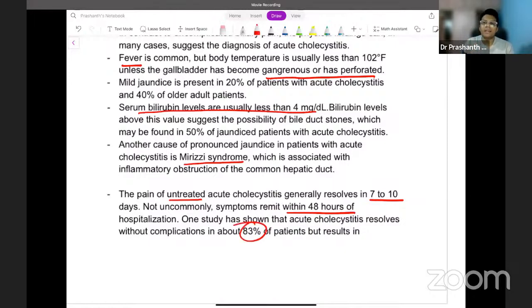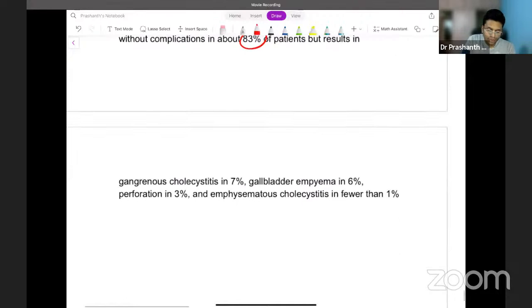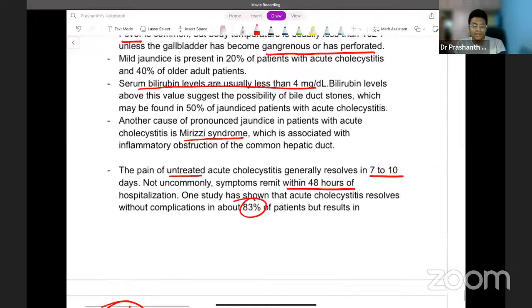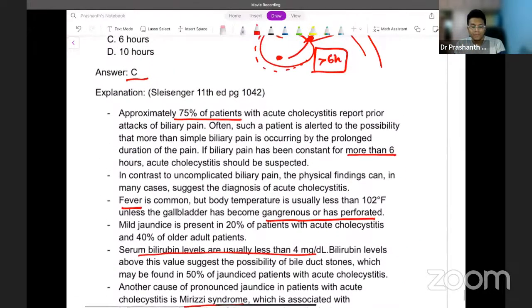But what is scary is the complications. The gangrenous complication can occur in 7%, empyema approximately in a similar number, or emphysematous cholecystitis in fewer than 1%. So these are the important complications that occur in approximately overall around 15% of patients. That is more scary, and hence surgery is suggested for these conditions before these things start occurring. Okay, so that's about it.